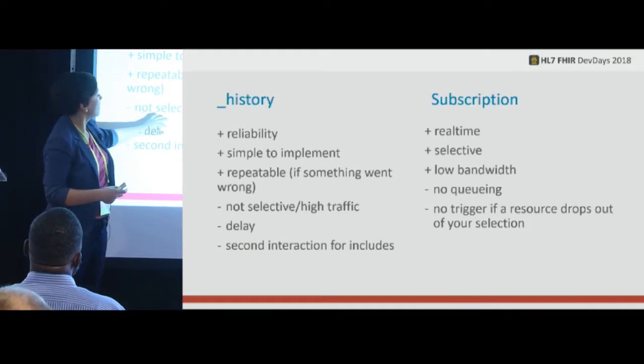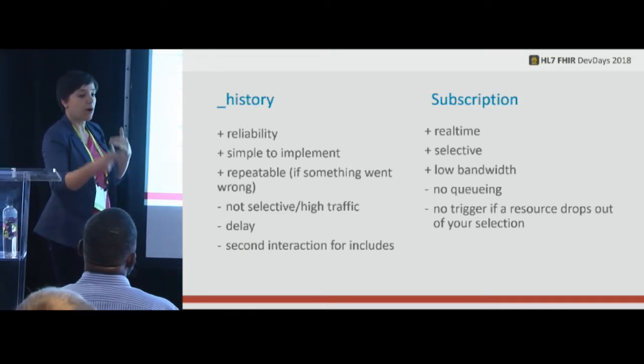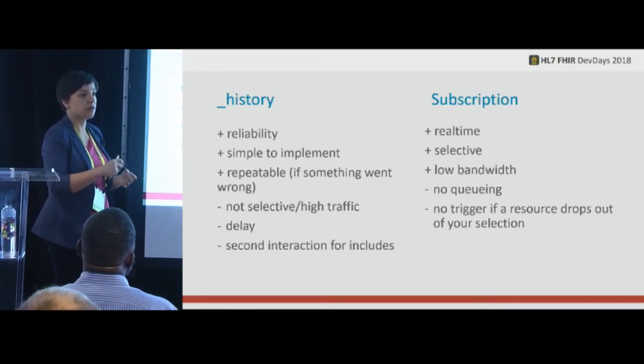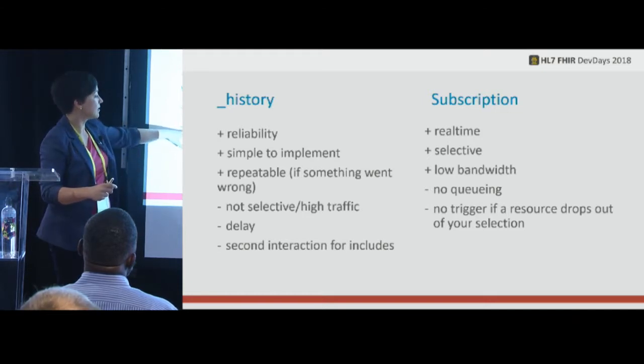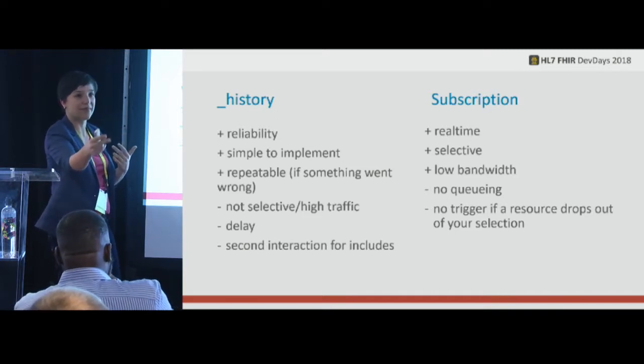The problem is, though, it's not selective. You can only query all of the observations, but you cannot select and say, I only want the blood pressure. Also, there's a delay, because you have to find a sensible polling interval. You can't poll every second.